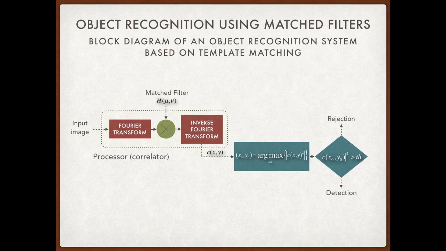In this case, we search for the coordinates of the maximum intensity value of the output function, and these are estimates of the coordinates of the target in the scene. And if the maximum correlation intensity value overpasses a threshold, then we consider that the target is detected. Otherwise, it's rejected. So this part of the system is the decision making.